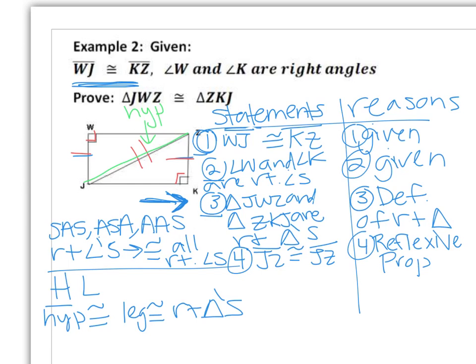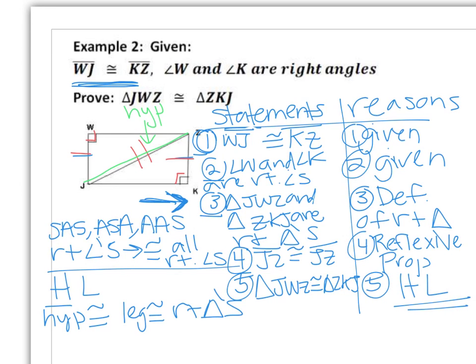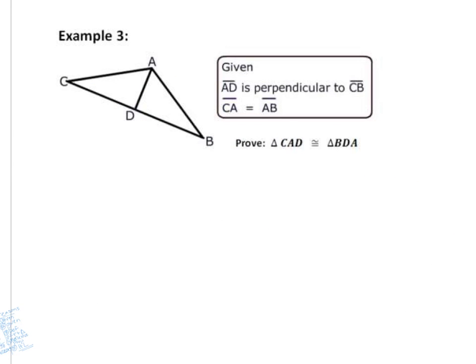So now, do I have enough to say the triangles are congruent? Yes, I do. So this one, I know that triangle JWZ is congruent to triangle ZKJ because of hypotenuse leg, HL. This only works for right triangles. Okay, let's look at the next proof.